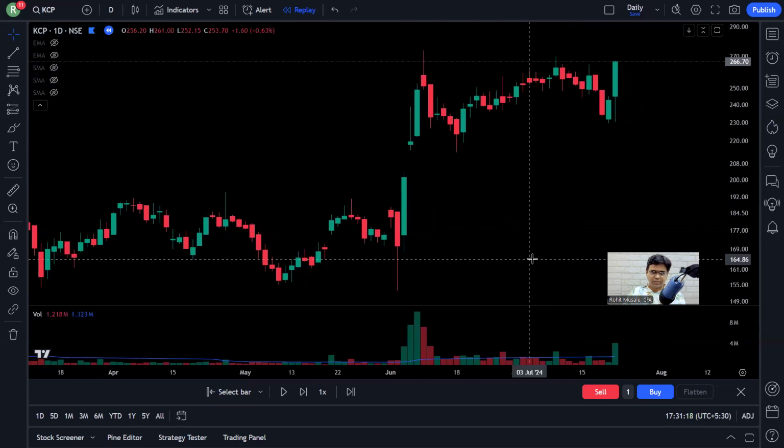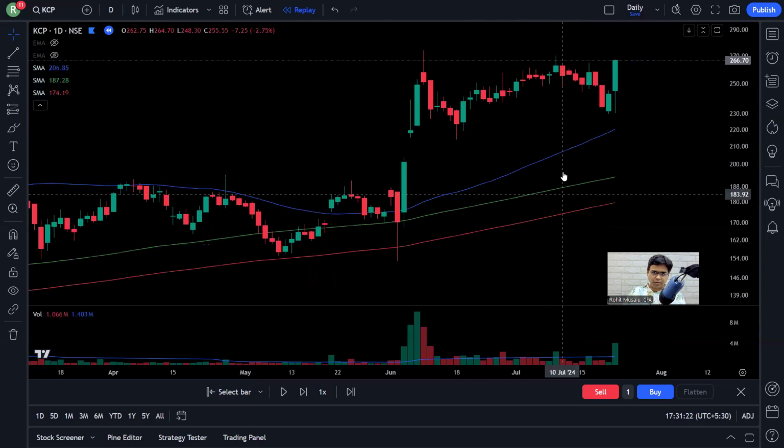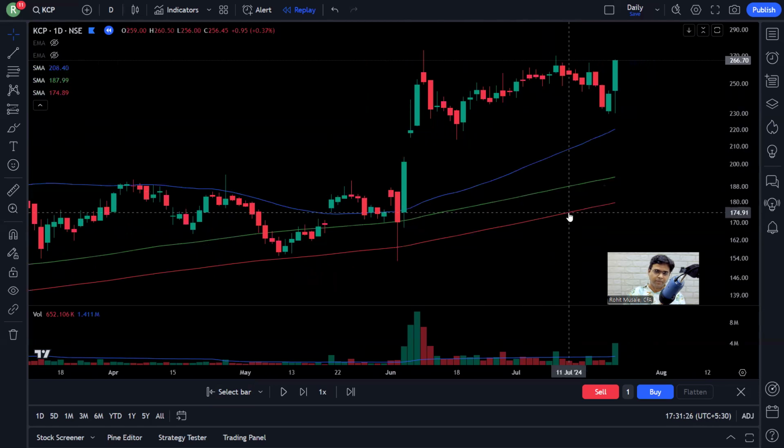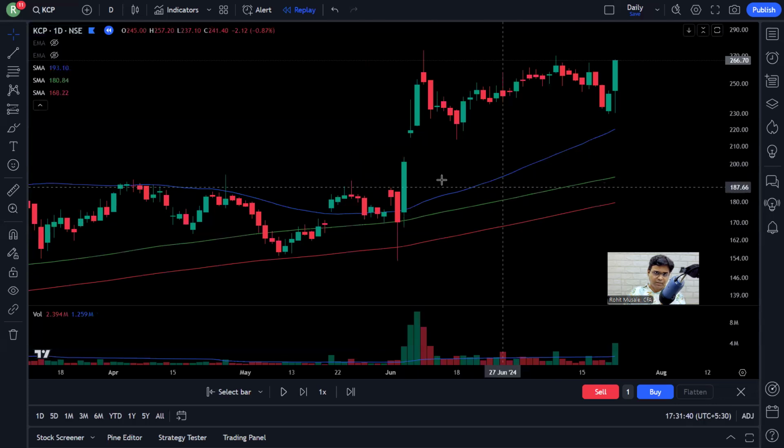So the first reason I bought the stock is because of the moving averages. See, the 50 days above the 150 day, the 150 days above the 200-day moving average. So these are simple moving averages. All three are going up. The price is above all of these three moving averages. And it's a strong stage two uptrending stock. Okay. So that is one reason I put the order.